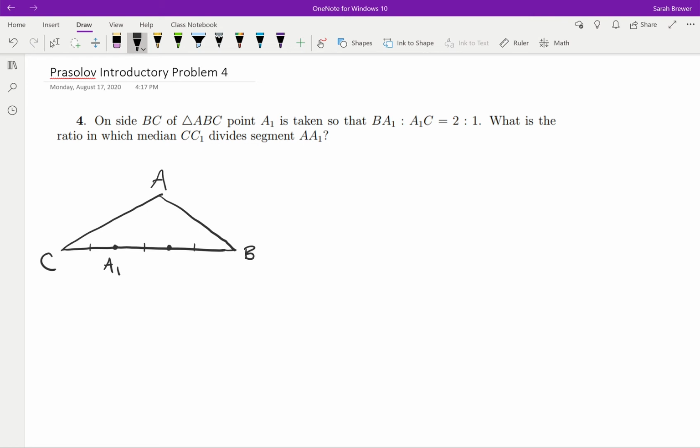And then we want to know the ratio in which median CC1 divides segment AA1. All right, so we talked about in class how a mid-segment is drawn from the midpoint of one side to the midpoint of another side. A median is what we call it when we draw a line segment from a vertex to the midpoint of the opposite side. So median CC1 means C1 is at the midpoint of AB, and that's what we're drawing here, okay? And we want to know the ratio in which this median divides segment AA1, yeah?